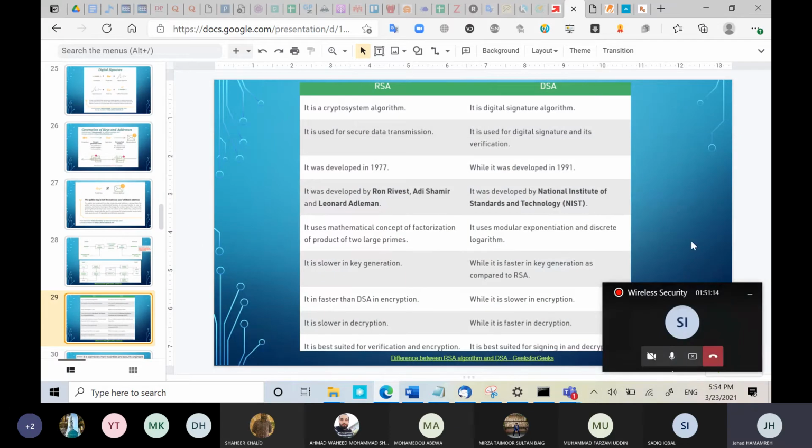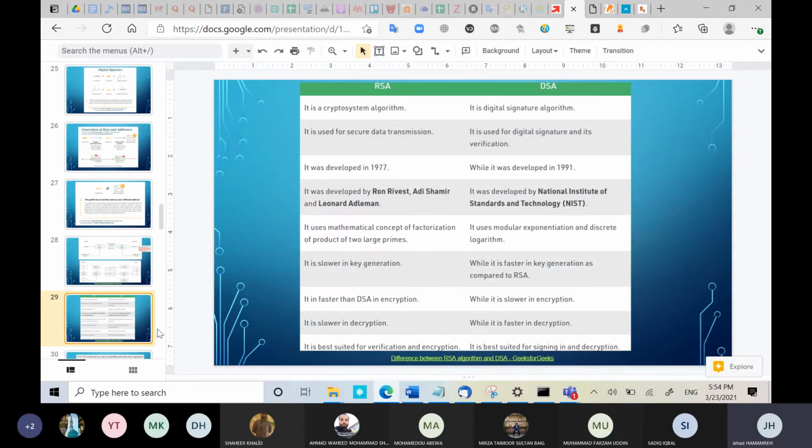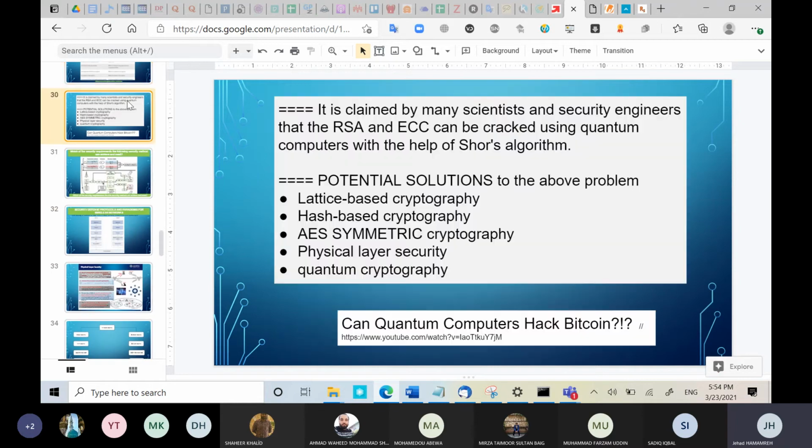So here are the main techniques that I want you to be aware of, the ones used in the standard. All in all, although there are many encryption techniques and methods, the most common ones on the internet are RSA, DSA, and ECC. ECC is even used in cryptocurrency and Bitcoin. It's claimed by many scientists and security engineers that RSA and ECC can be cracked using quantum computers with the help of Shor's algorithm.